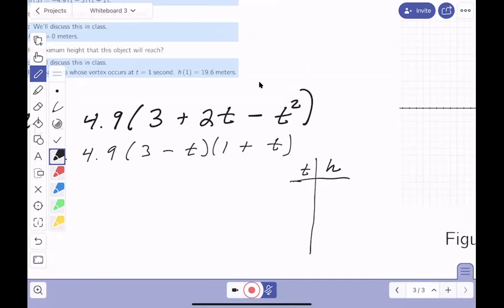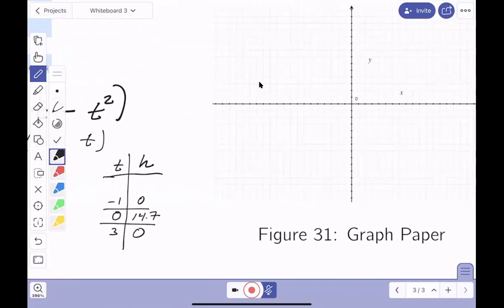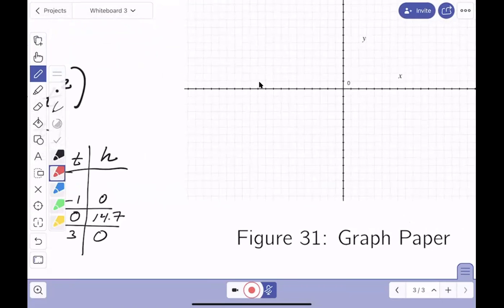So let's see, let's let t be 0, right? And if t were 0, what would you get? 4.9 times 3, which is 14.7. We'll talk about the meaning of that later. The other points I want to come up with are really easy for me, and that's going to be 3 and minus 1. And they would give me 0. I'm going to plot those points over here. So minus 1, 0, and 3, 0.